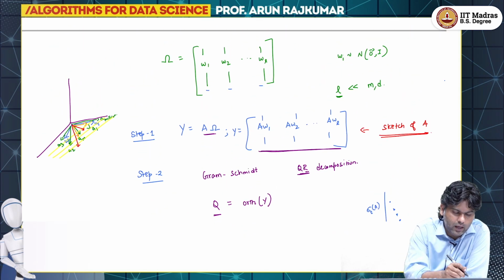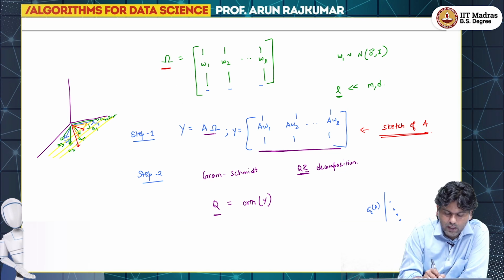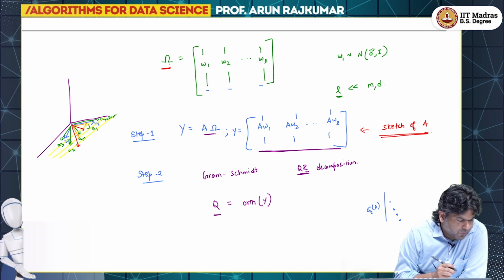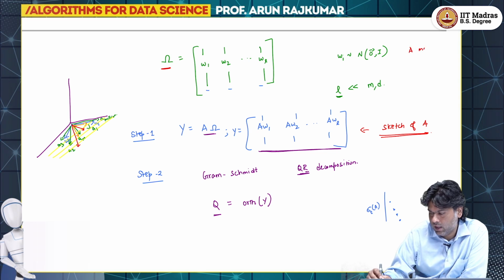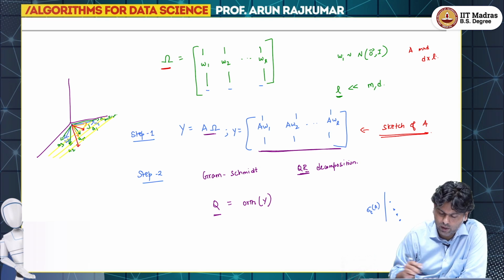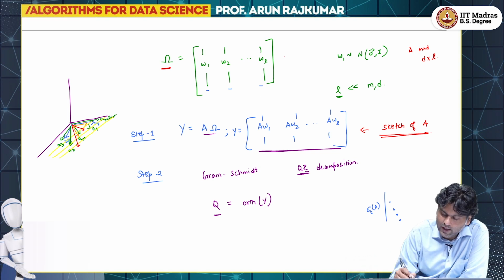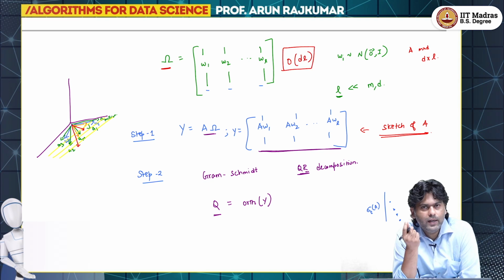The first thing I had to do, let me use a different color here, was to generate this omega. What is omega? A itself is m cross d, and omega should be d cross L, so that I can do A omega. To generate that is going to take order of dL time, because I need to generate d into L numbers.